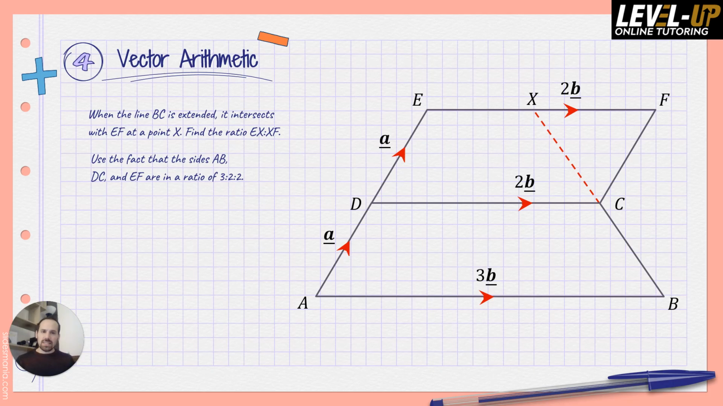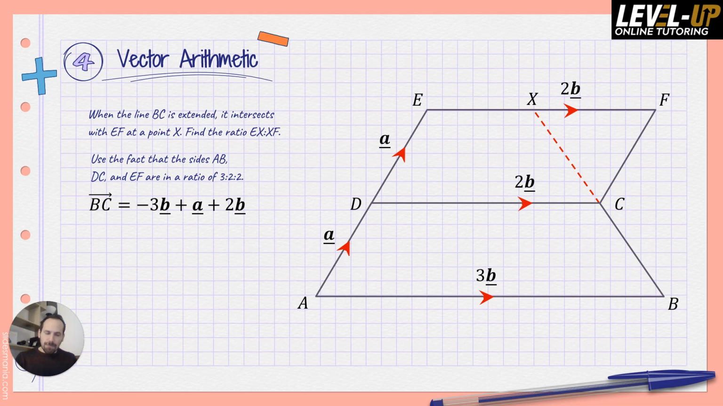So first of all, we know EF and DC are going to be 2B because we see those horizontal lines have been split 3 to 2 to 2. So AB represents three parts. What AB represents is 3B, isn't it? And it represents three parts. So one part is B. So therefore the two parts that make up DC and EF are going to be 2B. So some basic ratio we need to use there.